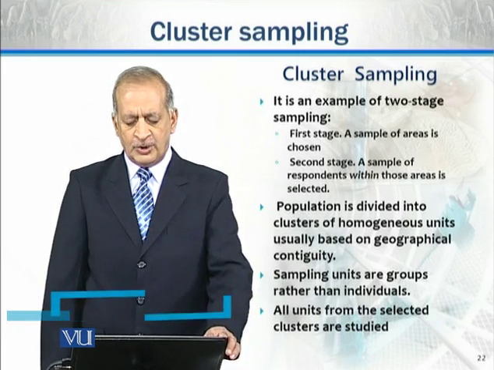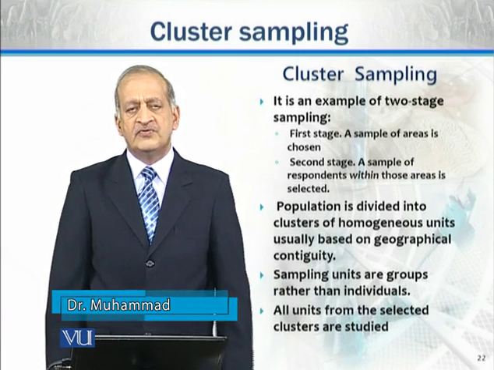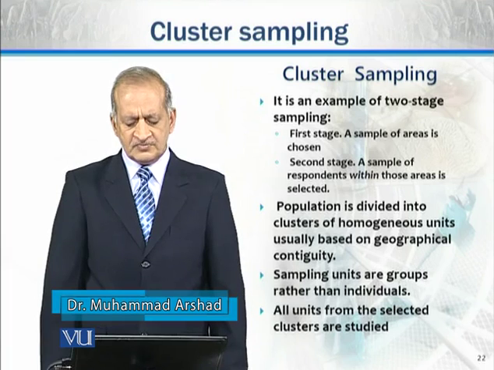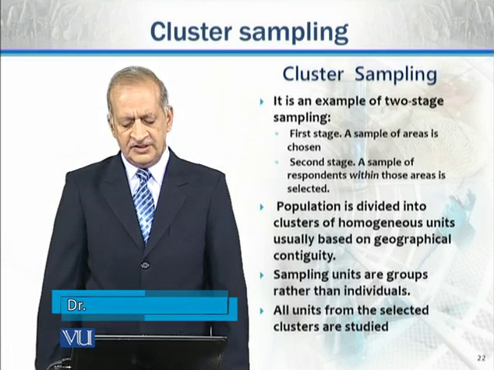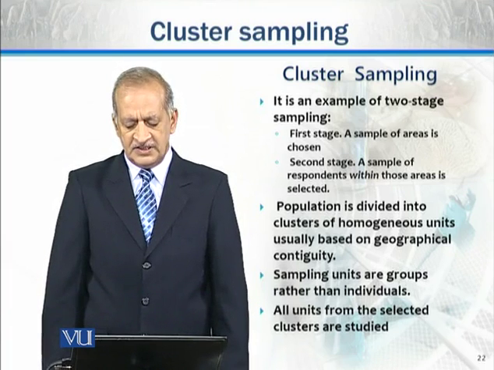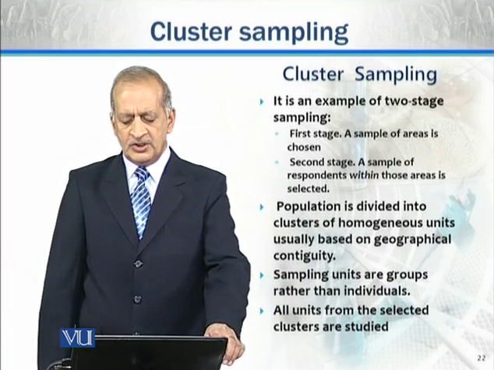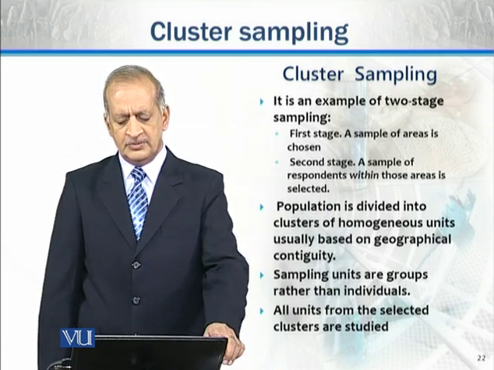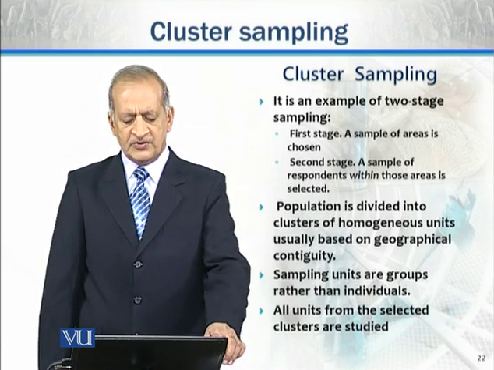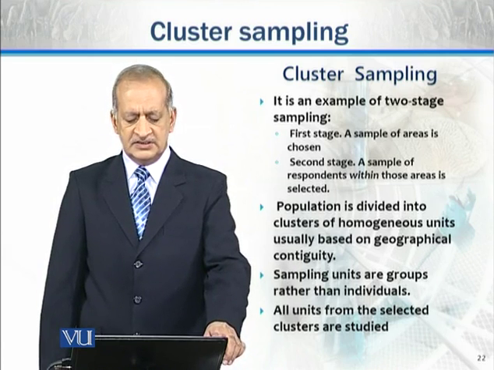In cluster sampling, the population is divided into clusters of homogeneous units, which are usually based on geographical areas, geographical similarities. Then, sampling units are groups rather than individuals. All units from the selected clusters are studied.